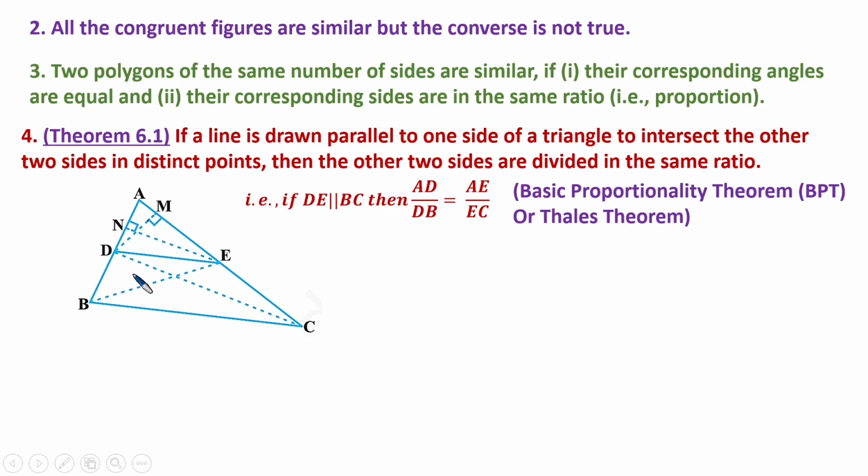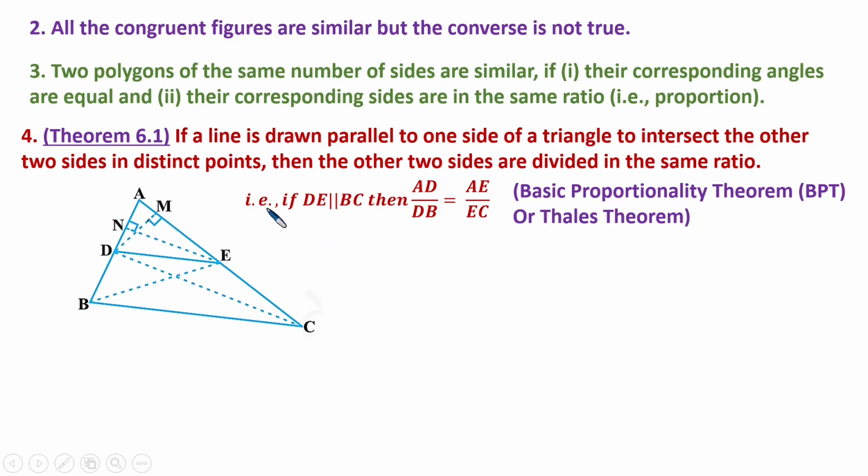So if they are parallel, then AD by DB is equal to AE by EC. They will be in the same ratio. If this is from the middle, then this will also cut in the middle, so AD will be equal to BD and AE will be equal to EC. Their ratio will be 1. But suppose it is cut at 1 by 4; then this side also will be cut at 1 by 4th, which you will see.